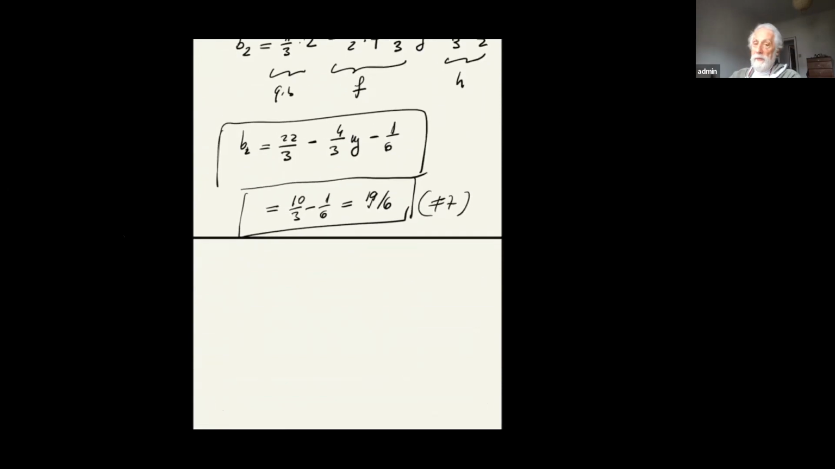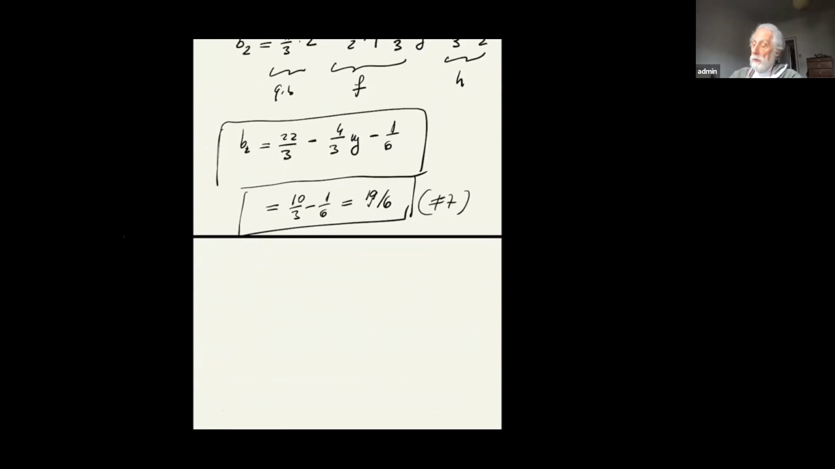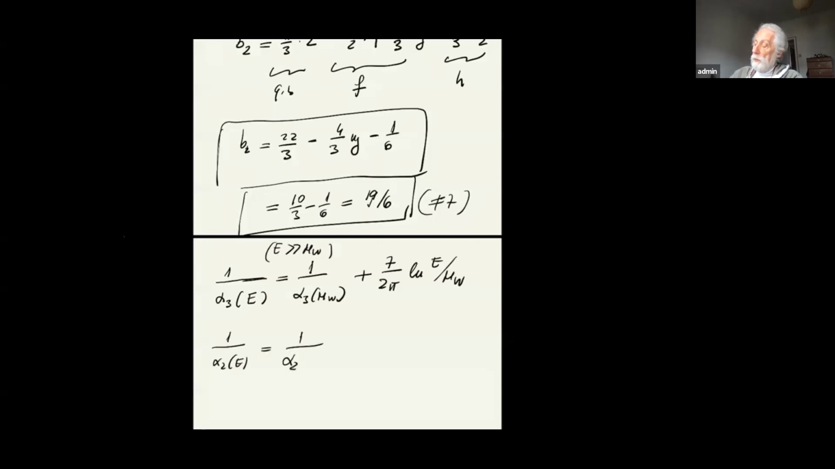So we can compute the scale. Remember what I'm saying. Let me show you how we do this. 1 over alpha 3 at some energy scale E. I start running at MW, say, I measured it there. I could start at the LHC, plus B3, which was 7 over 2 pi, logarithm E over MW, for whatever energy much bigger than MW. I want to be able to run far. 1 over alpha 2 at E is 1 over alpha 2 of MW minus, what was it, 19 over 6. So this is 12 pi logarithm E over MW.